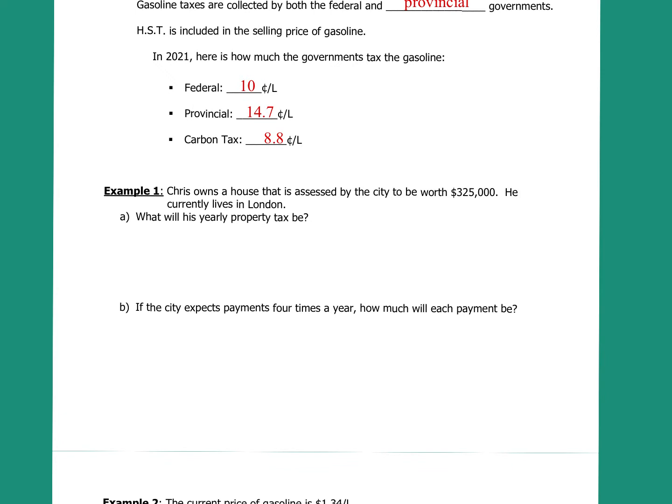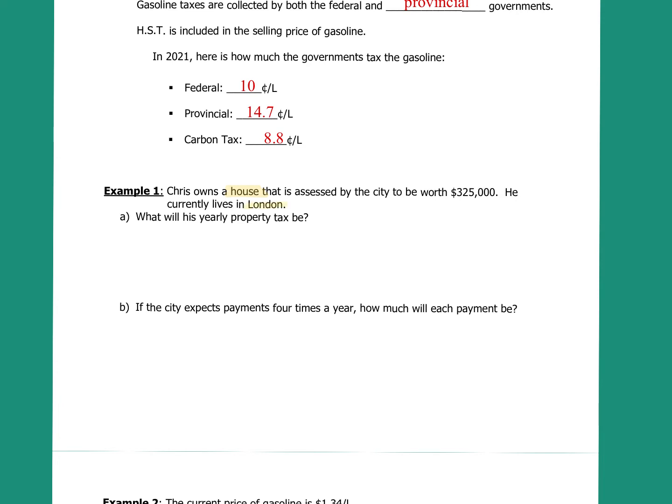Chris owns a house that is assessed by the city to be worth $325,000. He currently lives in London. What will his yearly property tax be? We're going to want to go up because it did say a couple of things. Let me highlight here. He lives in a house, so that's a residential type of property because it's his home. We're not going to look at commercial or industrial for this one.